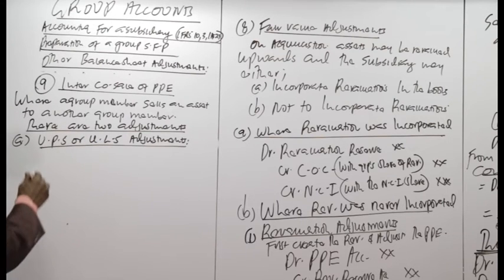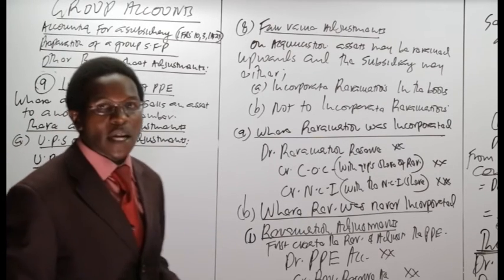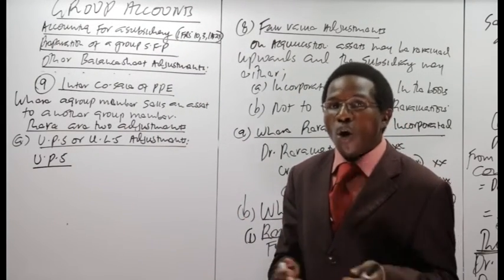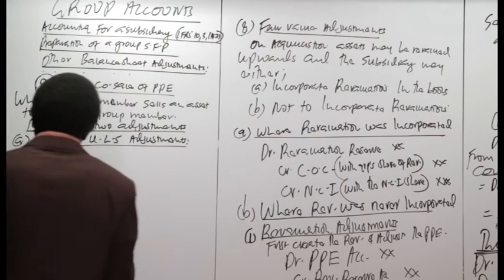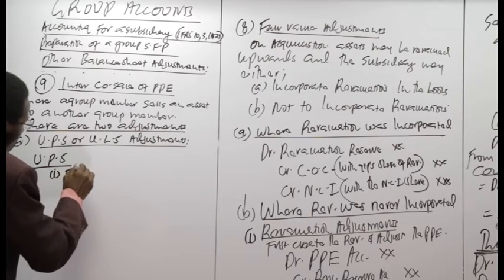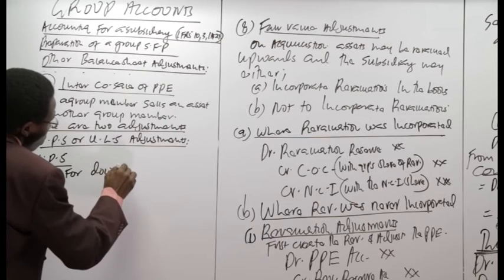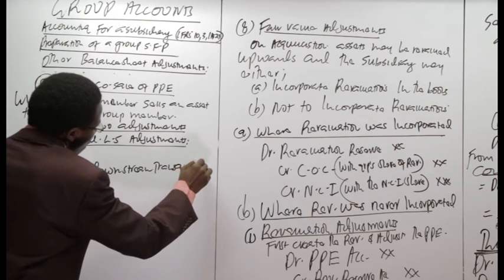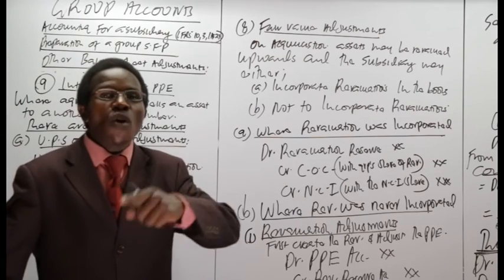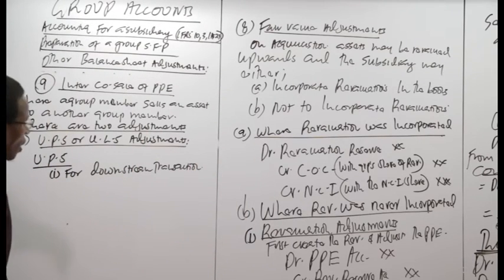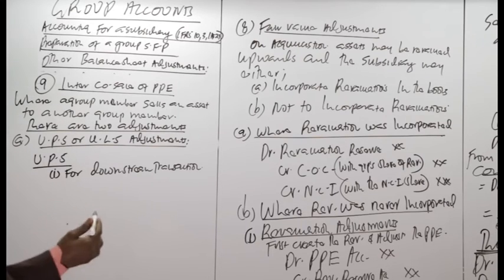Even in this case, when we talk of unrealized profits, we may have two scenarios. Either it was a downstream transaction or an upstream transaction. So we come and say, Roman 1, for downstream transaction. If it's a downstream transaction, it means that the holding company sold the asset to the subsidiary. So the unrealized profit must be determined and eliminated this way.